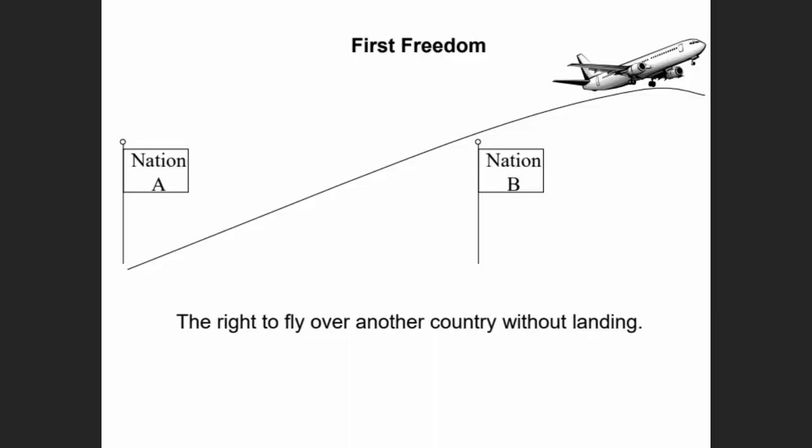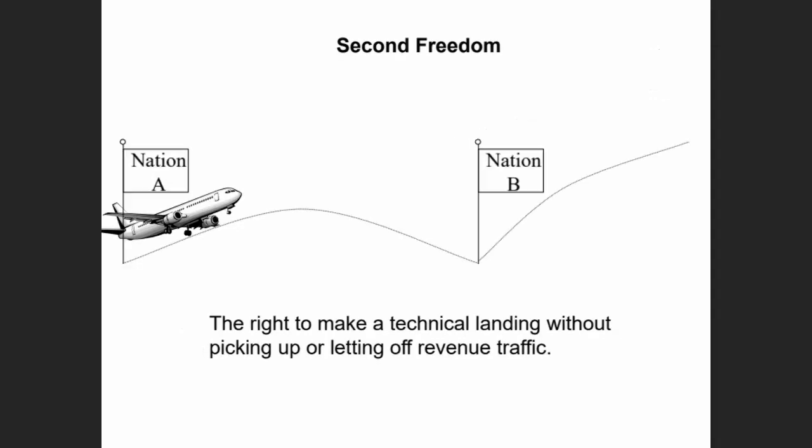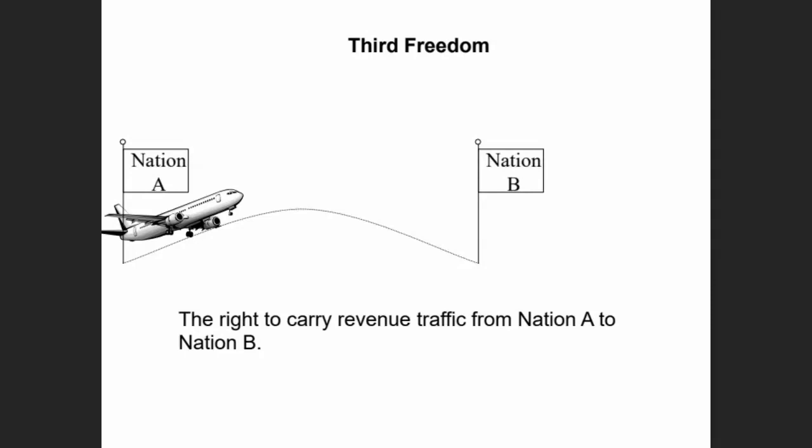It's called the freedoms of the air. First freedom is the right to fly over another country without landing. That's first freedom. Second freedom is the right to make a technical landing without picking up or letting off revenue traffic. That means flying from A to C and stopping over B. Then we have third freedom, which is the right to carry revenue traffic from nation A to nation B.